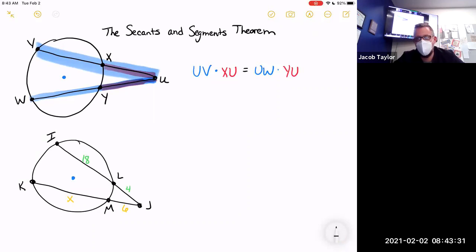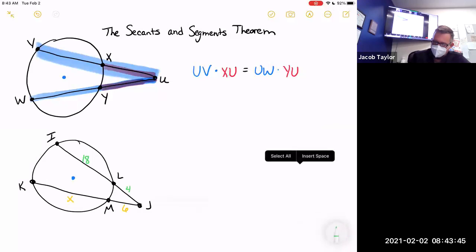So anyway, let's go ahead and apply our secants and segments theorem. You lit a bus on fire one time. How was I supposed to know that you couldn't take a grill onto a bus? It's not like it's written anywhere.